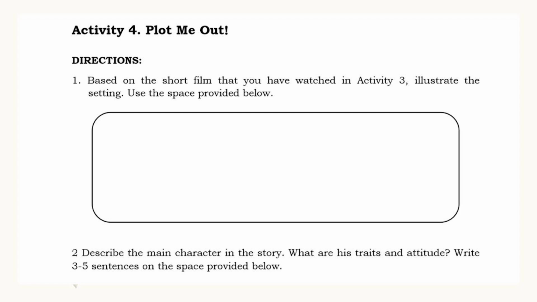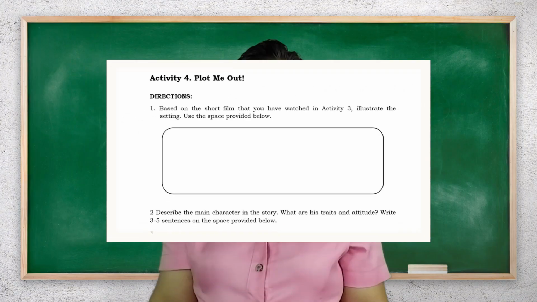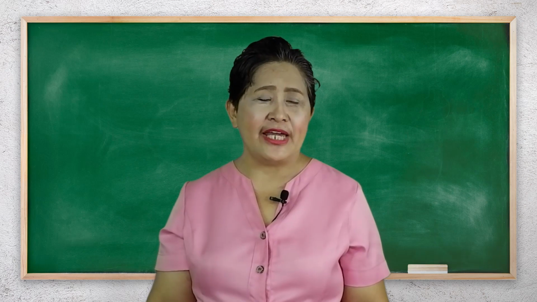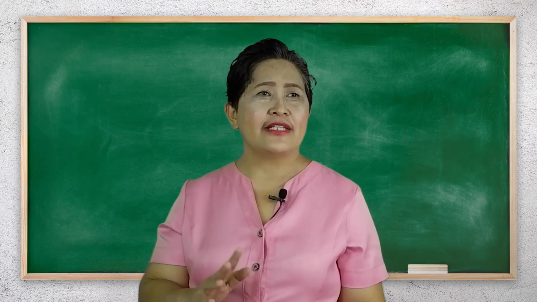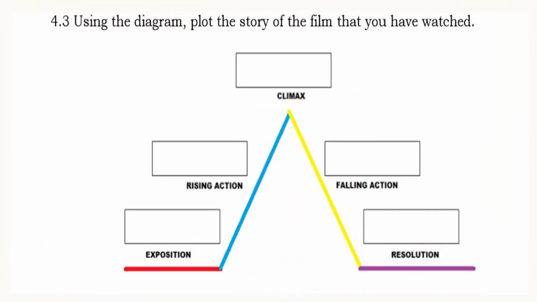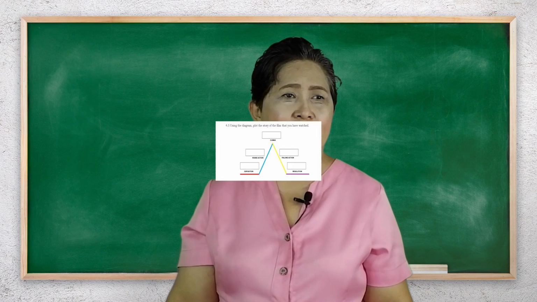Describe the main character in the story. What are his traits? What is his attitude? And then you write 3 to 5 sentences on the space provided below. 4.3, check your module. So that is using the diagram, plot the story of the film that you have watched. So you have exposition, you have the rising action, the climax, the falling action, and of course, the end resolution.